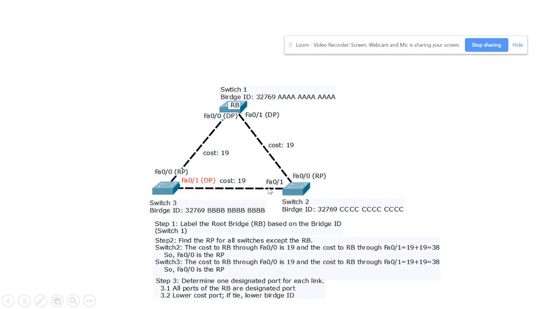We found one DP on this link, one DP on this link, and one DP on this link. We found one DP for each link, so step 3 is done. Now you may notice that some ports are already labeled with DP or RP, and some other ports are not labeled with anything. For example, in this case, the switch 2 FA01 port has not been labeled with anything.